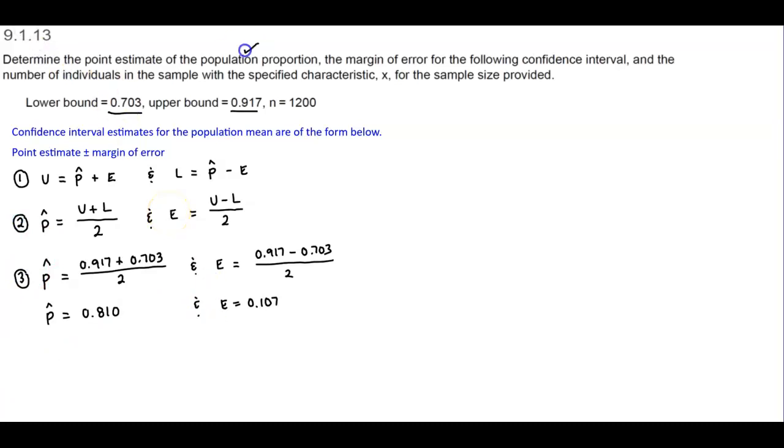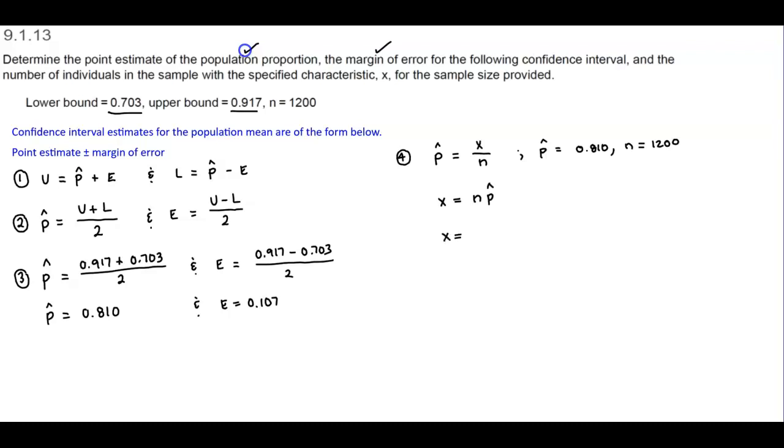So now we figured out the point estimate and the margin of error. So far we were able to find the population proportion and the margin of error. Then we want to find x, the specific characteristic x. In order to do that, let's look at the formula for the point estimate. The point estimate was equal to x divided by n, where the point estimate we found is 0.810 and the sample size given is 1200. If we want to solve for x, we multiply both sides by n, so that x equals n times the point estimate.